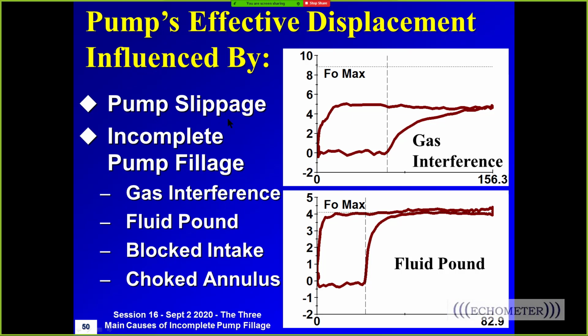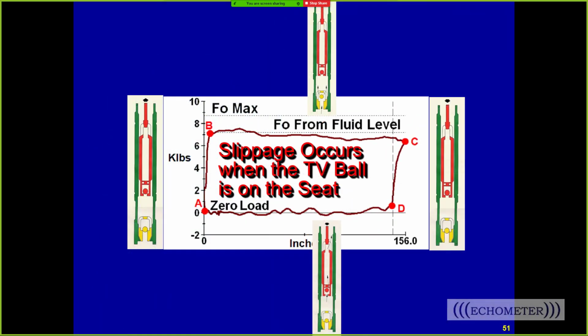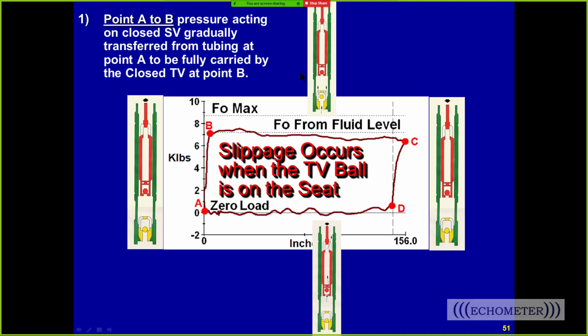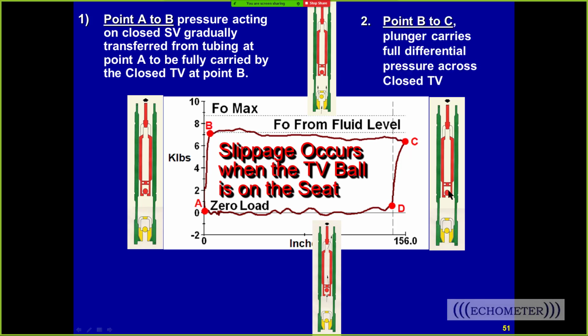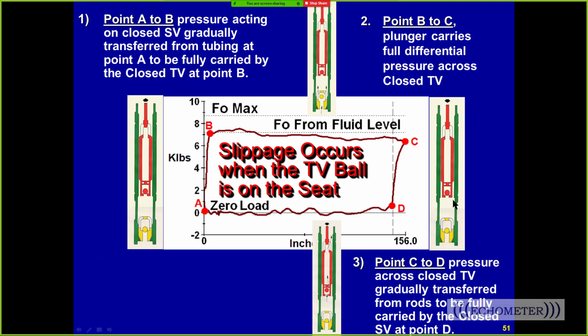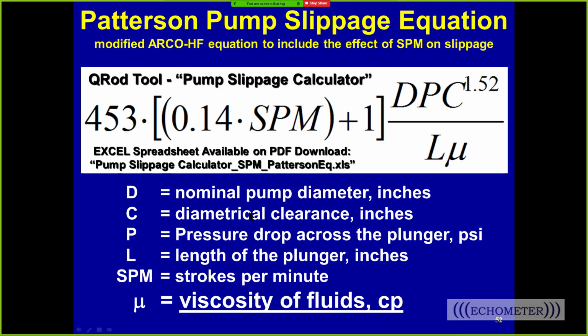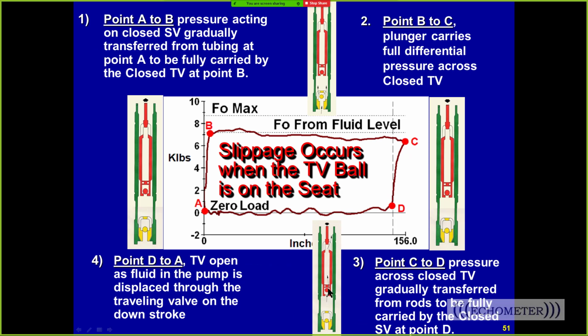Slippage, we've done a lot of work with Echometers and been involved in developing the Patterson slippage equation. Slippage occurs when the trailing valve ball is on the seat, right here, while we're picking up the fluid load. The ball is on the seat during the upstroke as the plunger moves through the barrel, and as you start the downstroke to transfer the fluid load from the rods onto the tubing. But slippage doesn't occur on the downstroke when the plunger moves through the barrel, because the ball is off the seat, the pump is open, and there's no issue about slippage.